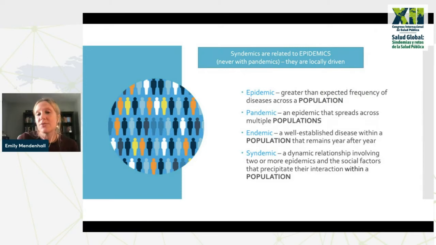Syndemics is very useful in part because it's part of this lexicon of epidemic, thinking about the greater than expected frequency of diseases across a population compared to a global spread like a pandemic would suggest, or endemic looking within a well-established area, which COVID is now becoming. But syndemic is really speaking about the clustering of diseases across a population. So it's very much a population-facing theory. And I'll explain a little bit later about why thinking about syndemics as pandemics is inherently misguided.